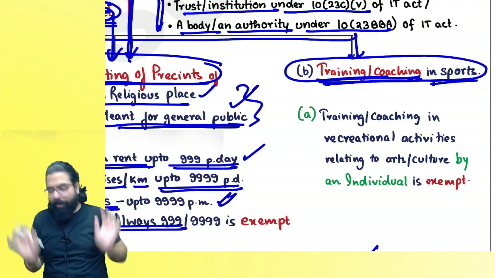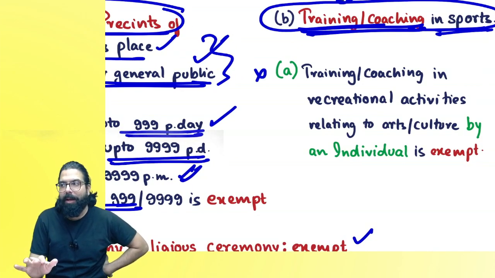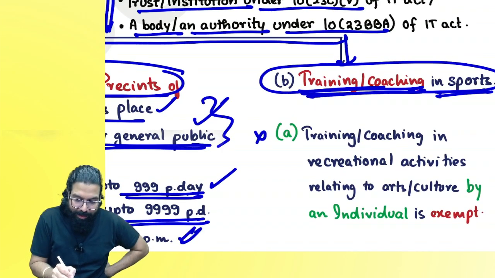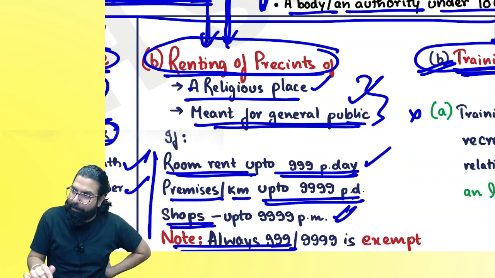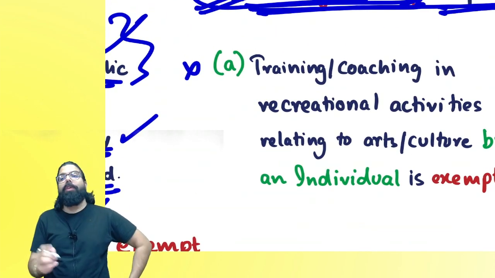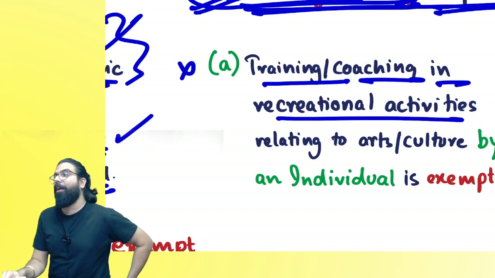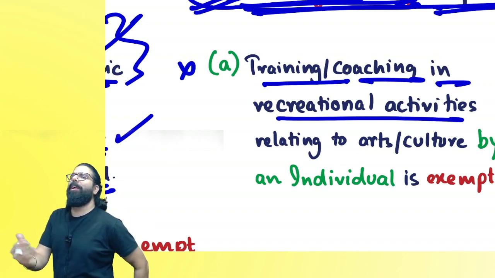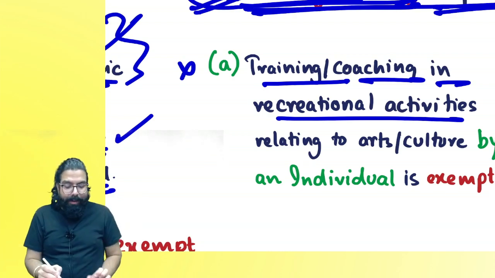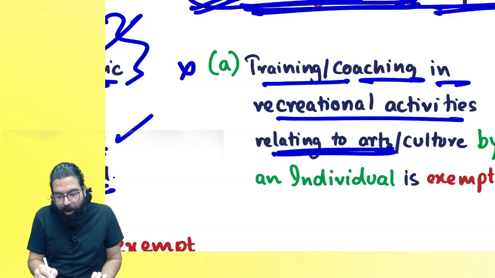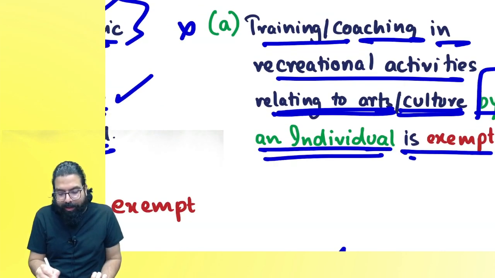Are we all clear? Now, the next one over here is not connected to an entity registered under 12AA or AB. Okay, everyone, these are separate. Now, supposing Ramesh told, I will give training or coaching in recreational activity. Recreational activity means what people do for their hobby, for recreating themselves. Are we clear, everyone? And if it is a recreational activity in art or culture, then if it is given by an individual, only then it shall be exempt.